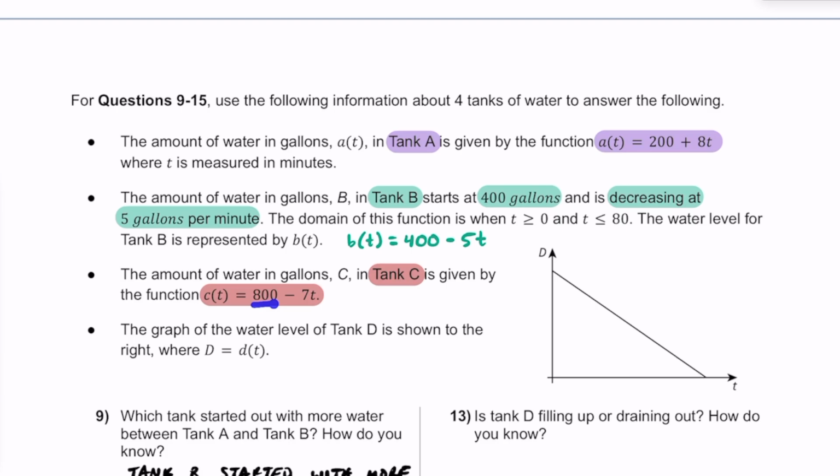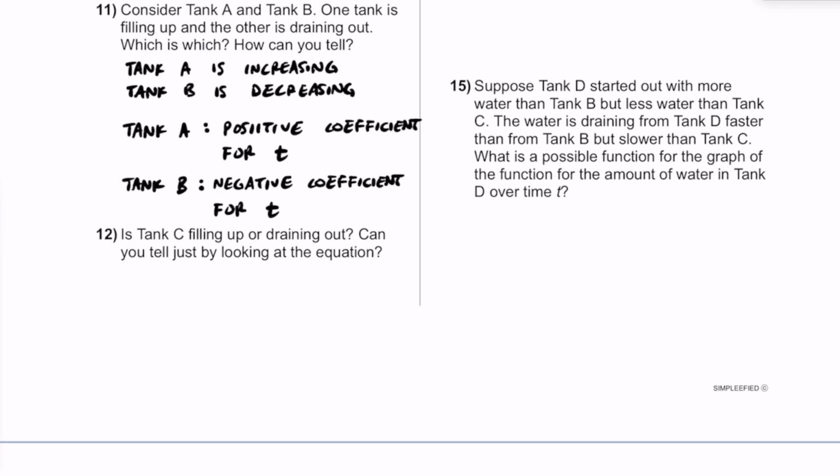If you think that it means that it's a starting amount of water, you are correct. And what about this minus 7t or negative 7t? What does that represent? Well, that represents that the water is being drained out, or the water level is decreasing at 7 gallons per minute. So that negative coefficient lets us know that it's decreasing over time. So let's take a look and answer this question.